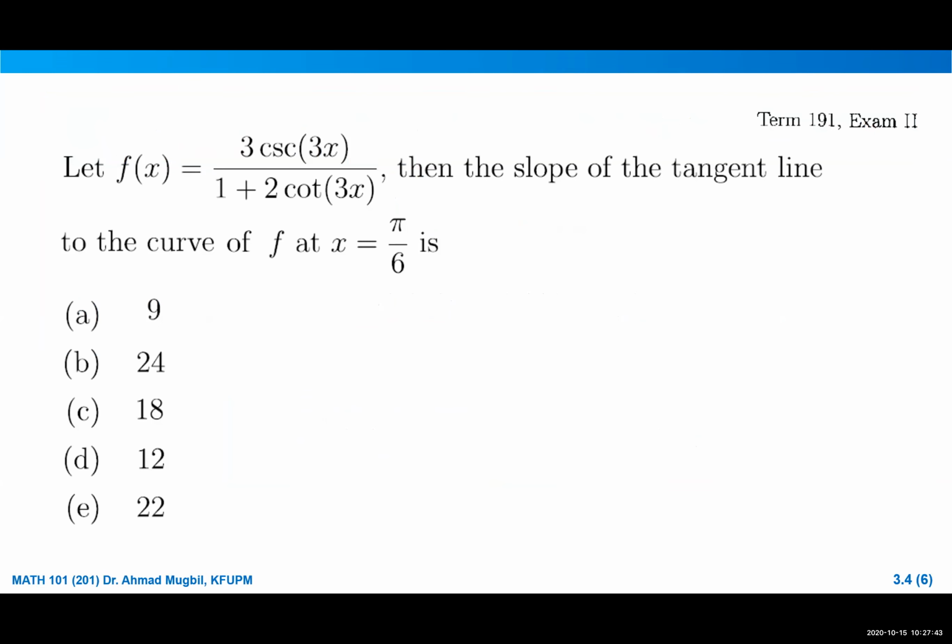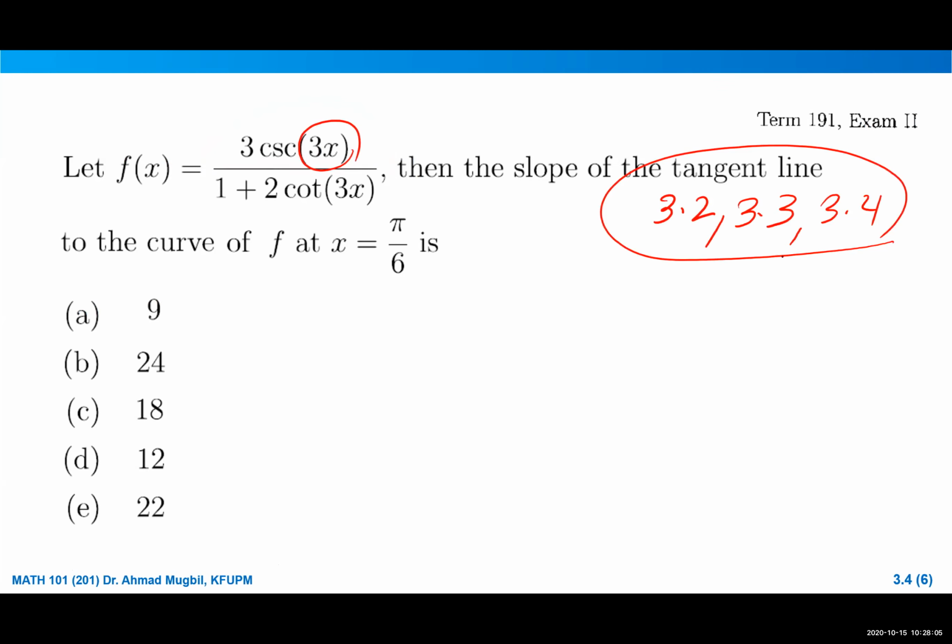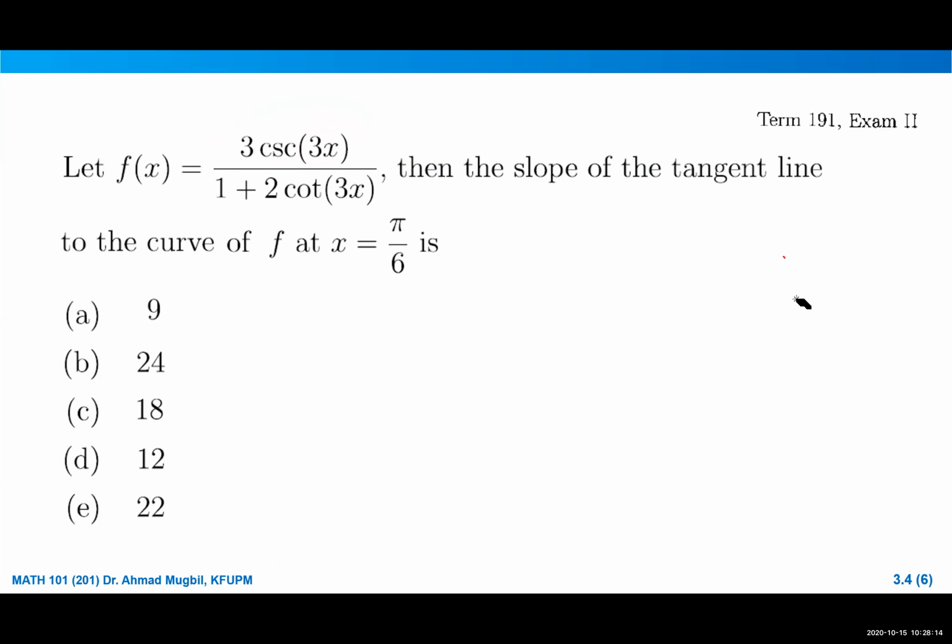This question, I have shown you in 3.2. I believe that this should be here, and this is 3.2 because we have the quotient rule. It is 3.3 because we have trigonometric functions, and it is 3.4 because we have a function of another function. So this question, I think it is better to move to section 3.4. I will do that in the future, inshallah. For now, I have shown you this in 3.3, I think.